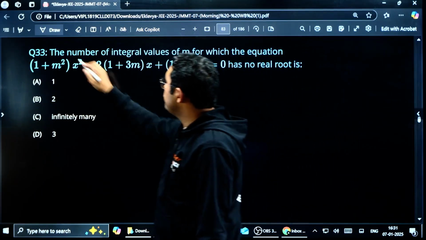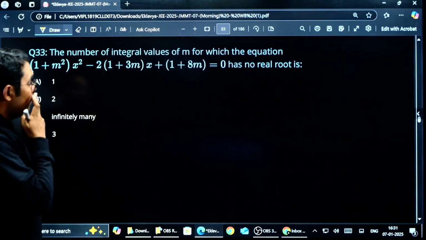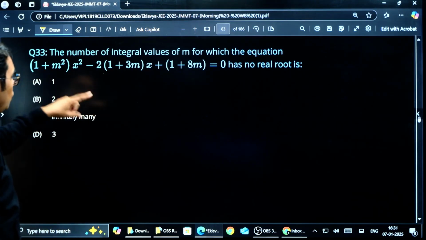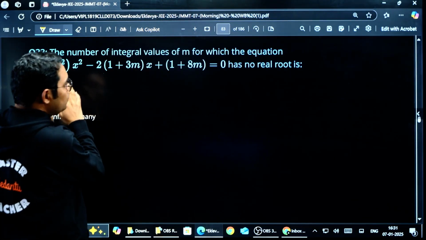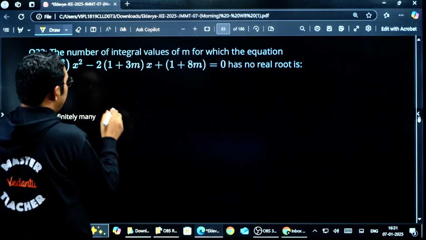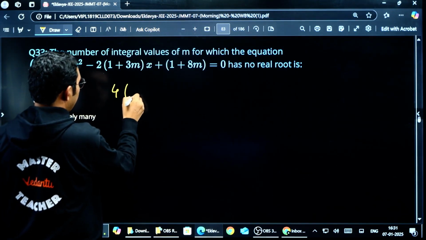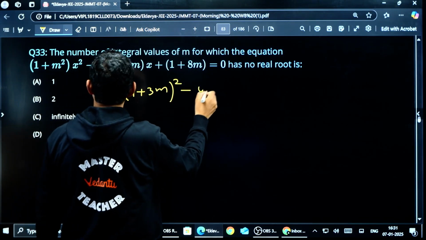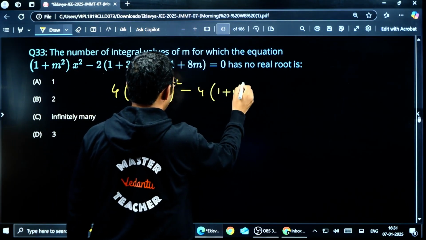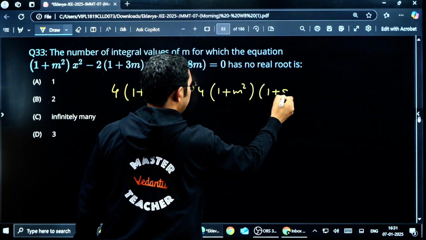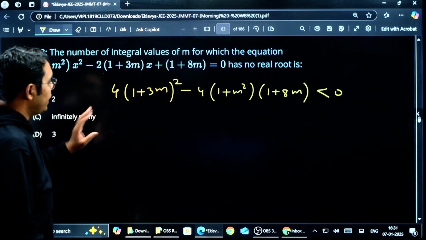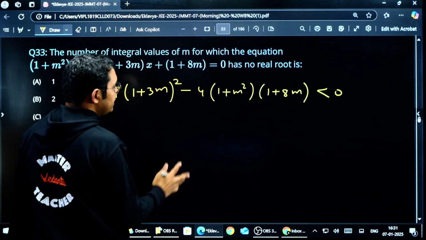Number of integral values of m for which this has no real root. Integral values we have to find. No real root means, as this is quadratic, its D has to be negative. So b square, that is 4(1 + 3m)² minus 4(1 + m)²(1 + 8m). This has to be negative, not even equal to 0. Now 4 can be cancelled because it's a positive quantity and it is the same in both of them.